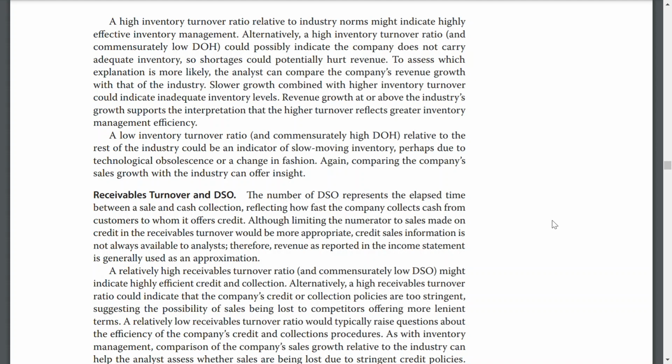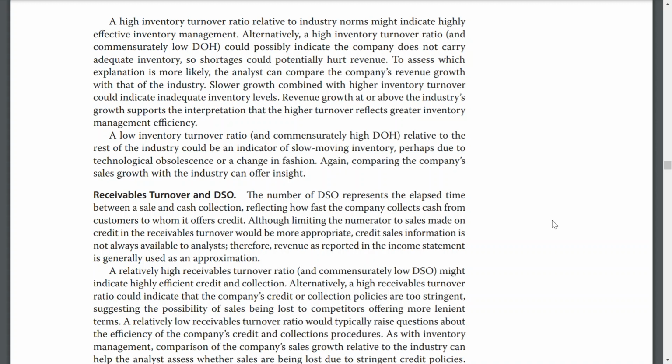A low inventory turnover ratio and commensurately high DOH relative to the rest of the industry can be an indicator of slow-moving inventory, perhaps due to technological obsolescence or a change in fashion. Again, comparing the company's sales growth with the industry can offer insight.